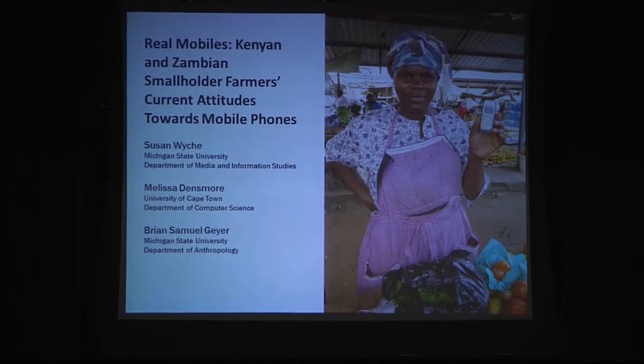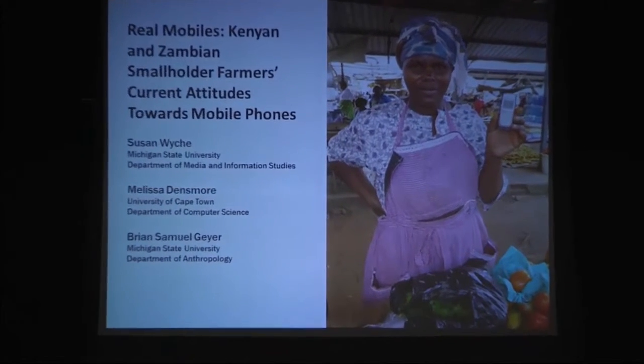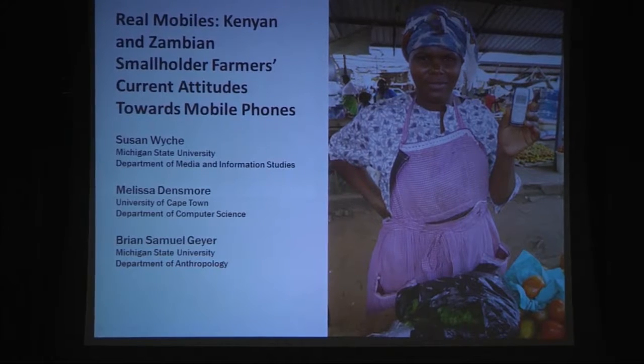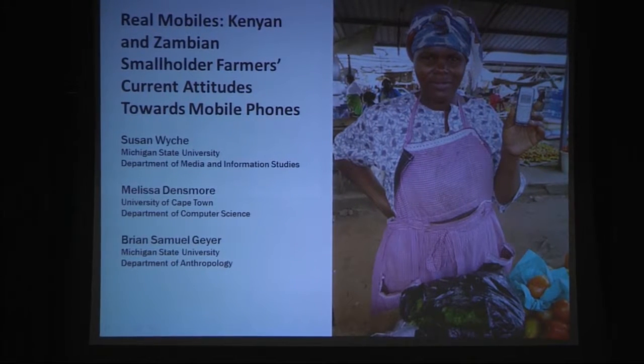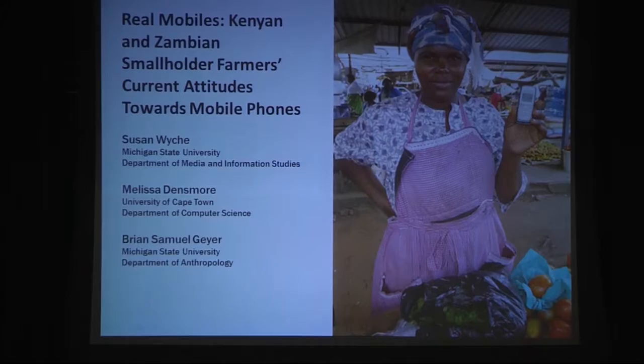Today, first of all, I'm Susan, and I'm at Michigan State University. This is my collaborator, Melissa Densmore from the University of Cape Town, and Brian Geyer is an anthropology student at Michigan State University who is not here today. Today we're going to talk about results from two short-term exploratory studies looking at farmers in rural areas in Zambia and Kenya.